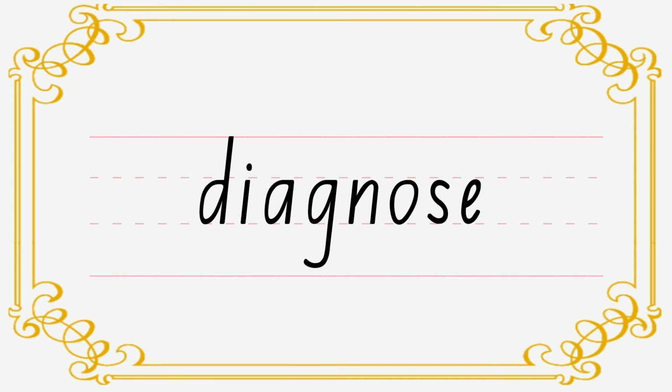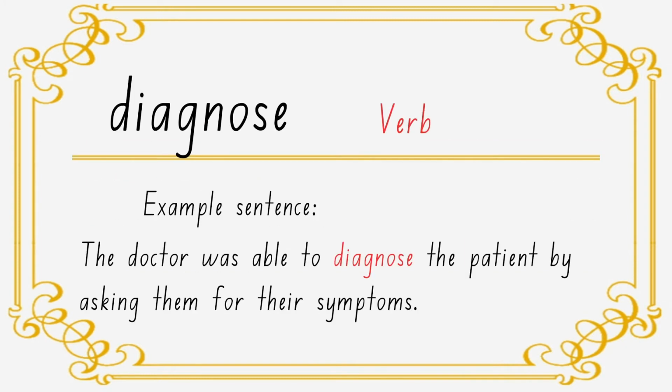Word number 4 is diagnose. Diagnose is a verb, and it means to identify the nature of an illness by looking at the symptoms. This is what doctors do. They diagnose what's wrong with you when you go and see them. They tell you what sickness you have by looking at what's happening to you.